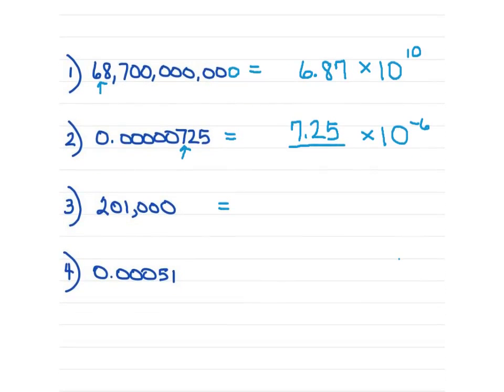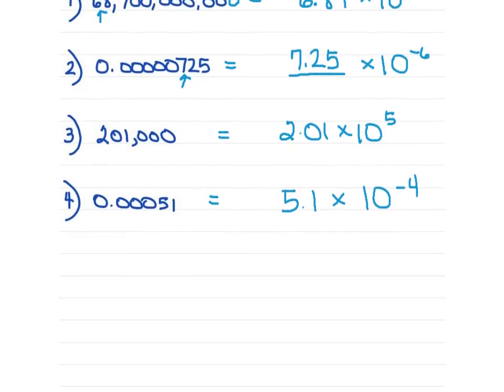Please hit pause on the video and go ahead and complete 3 and 4 and then check your work. For number 3, the answer is 2.01 times 10 to the 5th power. Number 4 is 5.1 times 10 to the negative 4th power.